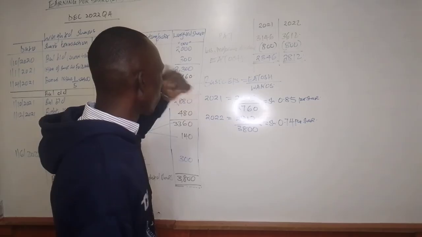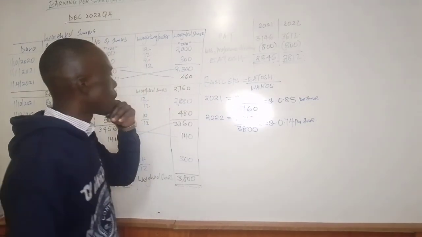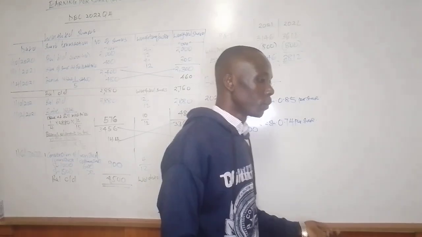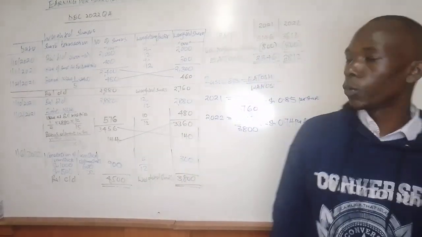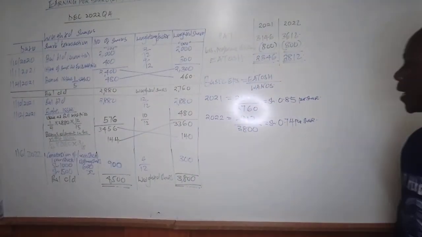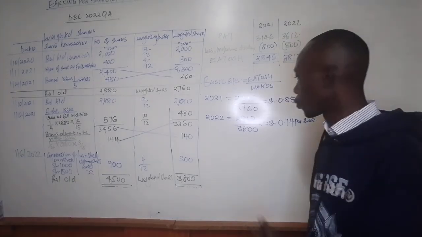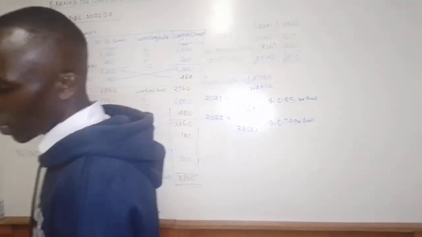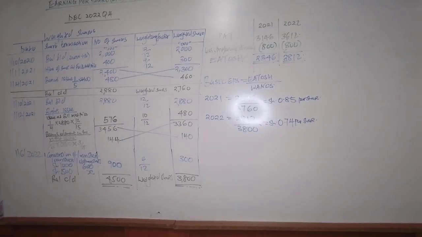So what we have computed here is what we call the basic EPS. Then Roman 2, they need us to compute the diluted EPS. So take 2 minutes so that we can go to the diluted EPS.